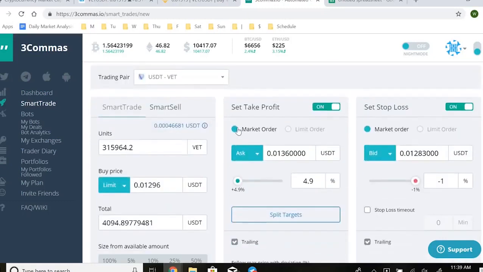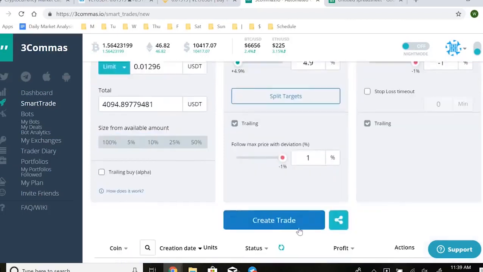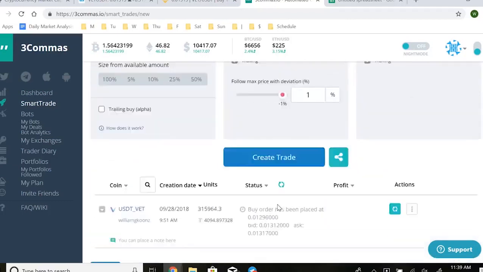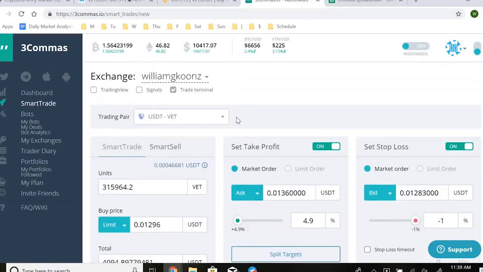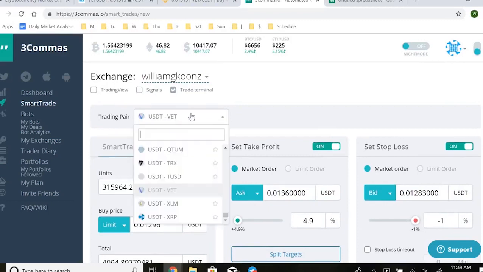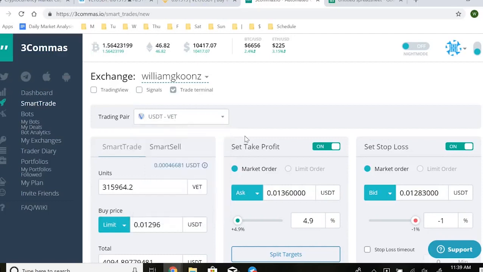So let's just run through quickly how to use this, how I used it to set my first trade with it. Of course, I'll make more videos going really in depth into 3COMMAS, but I wanted to include it in this video because I think it's an important part to being able to trade efficiently and effectively. So starting off, once you get here, you're going to first want to select the trading pair. So for me, I select USDT and VET because that's the pair I want to trade.